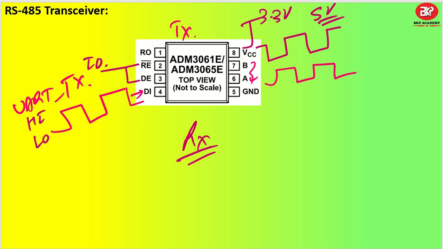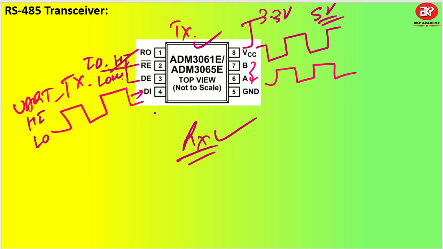Let us say I am going to pull it high. In that case, the receiver will get disabled and the driver will get enabled, so it will be acting as a transmitter. This is very simple: if you make it high, it will act as a transmitter. Now if you make it low, you are going to enable the receiver. So RE bar has been pulled low, and it means it is going to act as a receiver, because driver enable is pulled low and it has been disabled. So it will be acting in receiver mode.